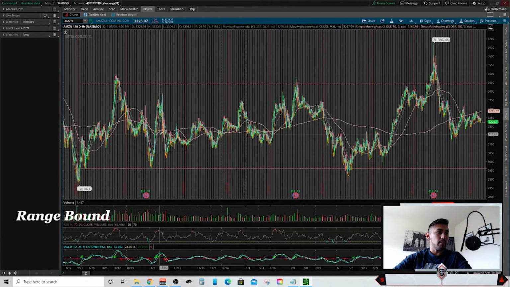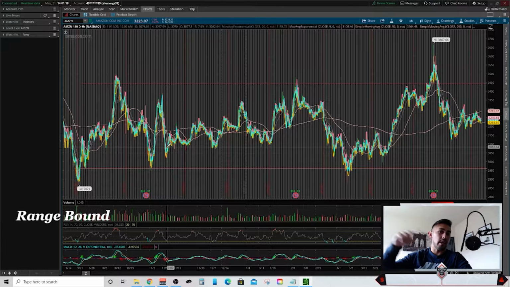This is what range bound means. It's trading in this rectangular style of box, and it doesn't usually go outside of this box. Occasionally we'll get this push to the upside, but we eventually find ourselves back in this box right here. So this is range bound support and resistance. This is when the stock is moving sideways, consolidating and staying relatively in the same area.